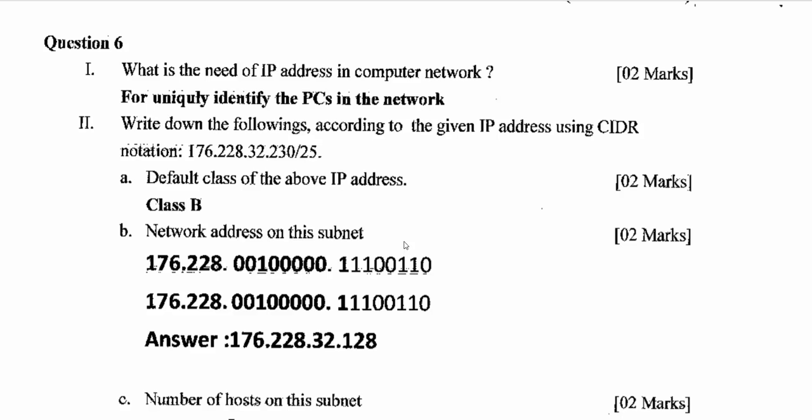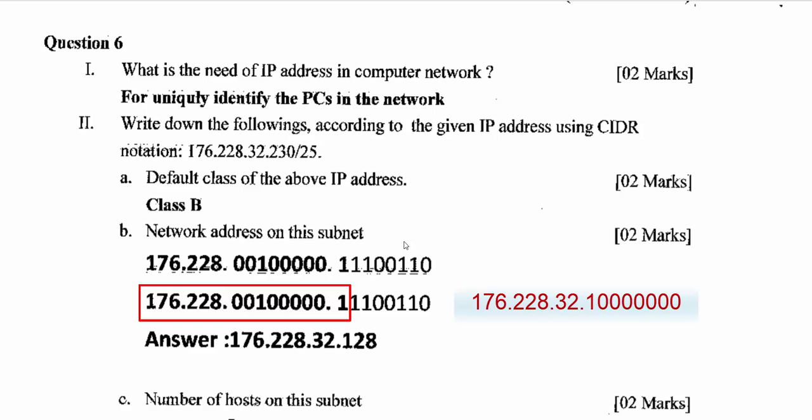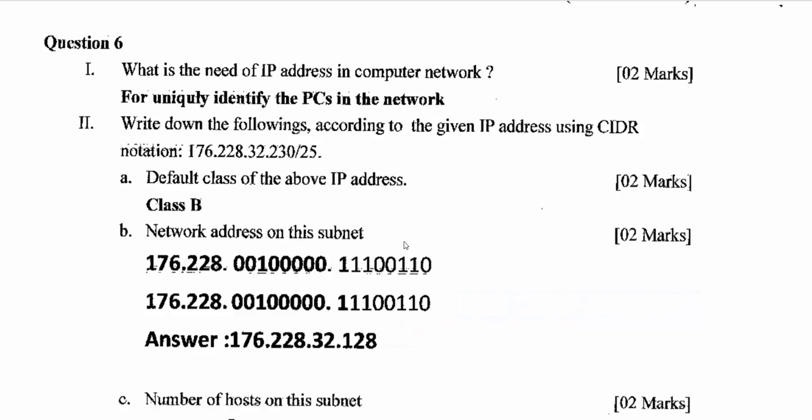And here the IP address is given as 176.228.32.230/25. That means 25 for network bits. So if you consider 25 bits, we can take 176, 228, and 32, and another bit from 230 side. So if we take that bit to the network side, and if we make all the other bits, that means rest of the 7 bits, 0, the IP address we get is 176.228.32.128. So that will be the network address of this subnet.